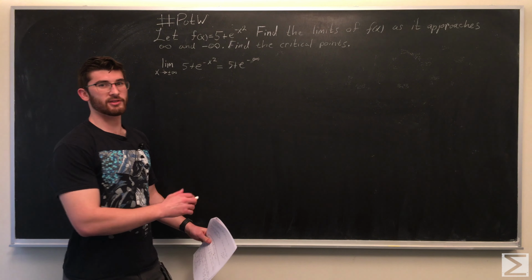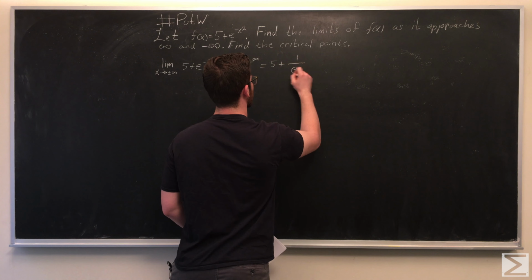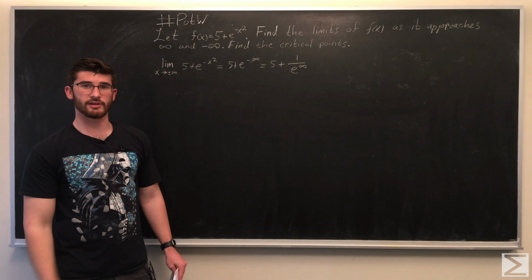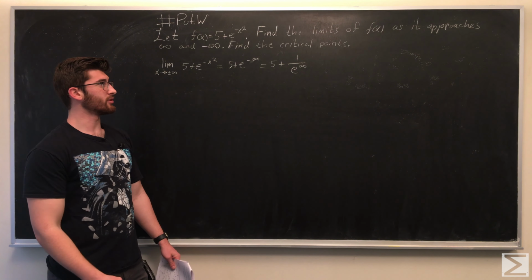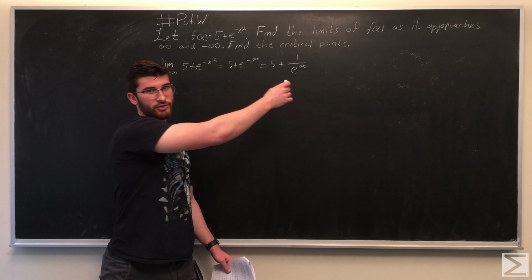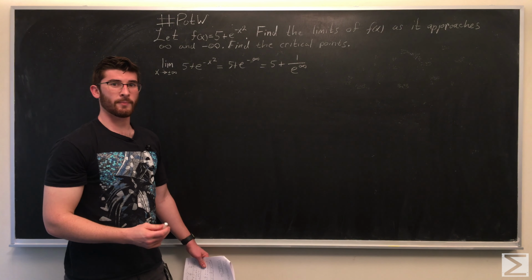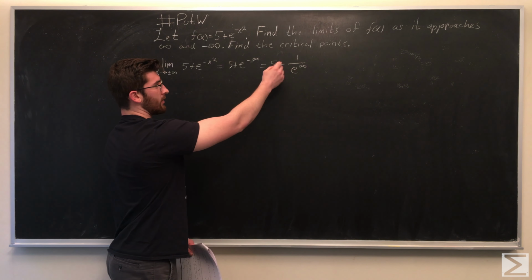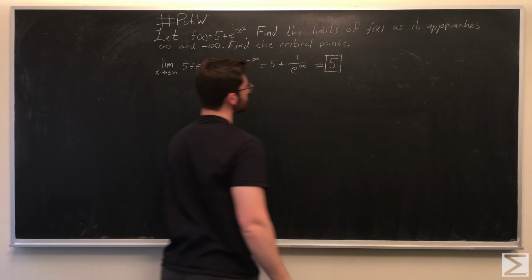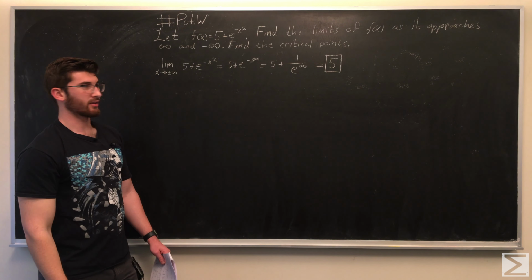And then it might be easier to look at this if we rewrite it as a fraction. So this is equal to 5 plus 1 over e to infinity. This is going to get infinitely large, which means if you have a denominator that's getting infinitely large, you're going to be approaching 0. So this term approaches 0, this term is 5, so the limit is going to be 5. Right. So we have our limit as it approaches negative infinity and infinity.